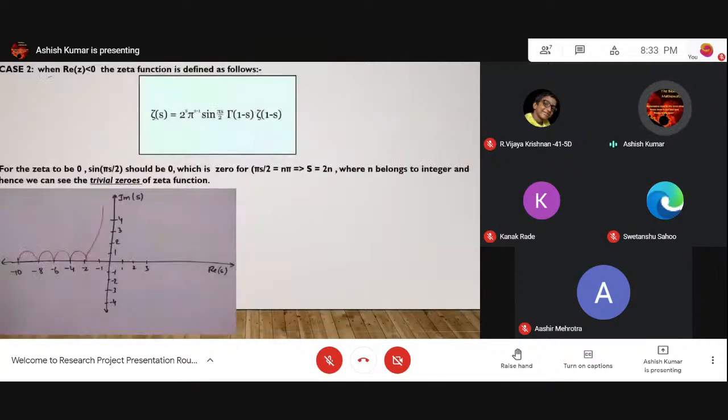In case 2, when the real part of s is less than 0, we define the zeta function by this functional equation. For the zeta to be 0, the sine of pi s by 2 should be 0. If sine theta is 0, then theta is n pi. Then we can write pi s by 2 equals n pi. This implies s equals 2n, where n belongs to the integers. And hence we get the trivial zeros of the zeta function, which are minus 2, minus 4, minus 6, minus 8, minus 10.